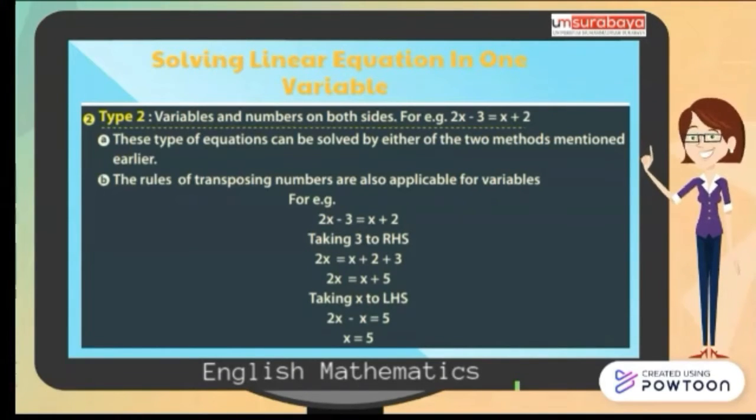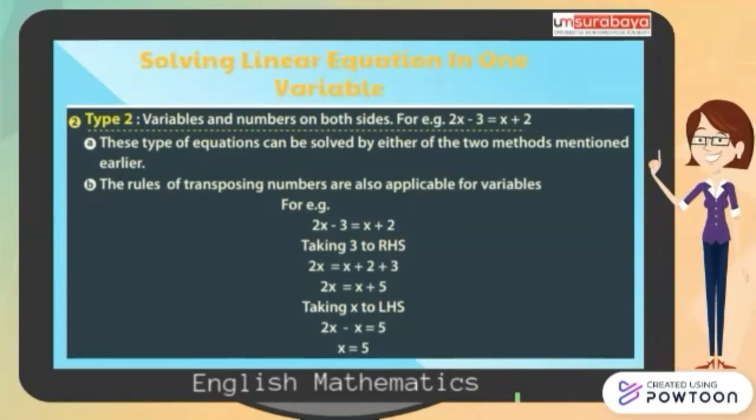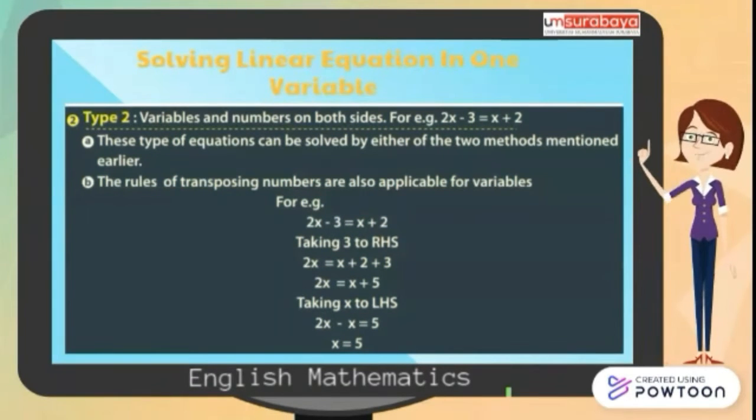Taking 3 to the RHS, 2x equal to x plus 2 plus 3. 2x equal to x plus 5. And then taking x to the LHS, 2x minus x equal to 5. x equal to 5.